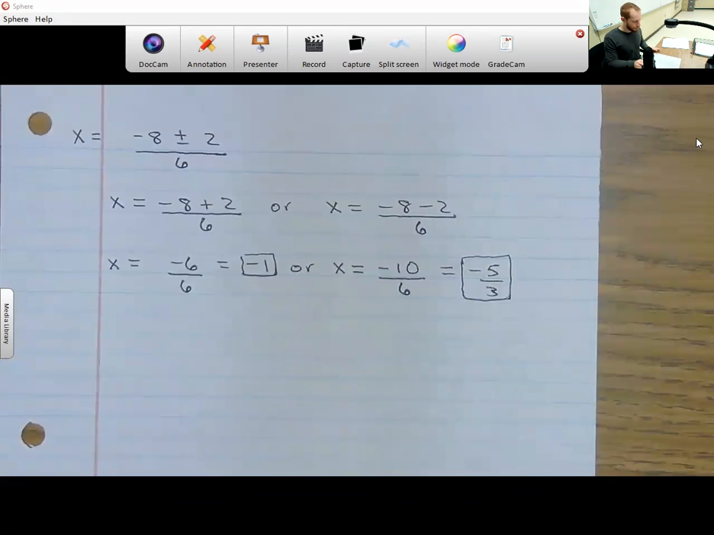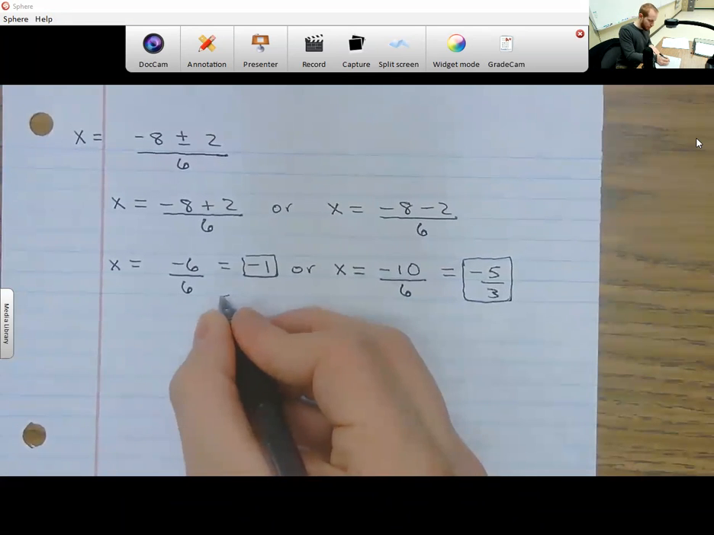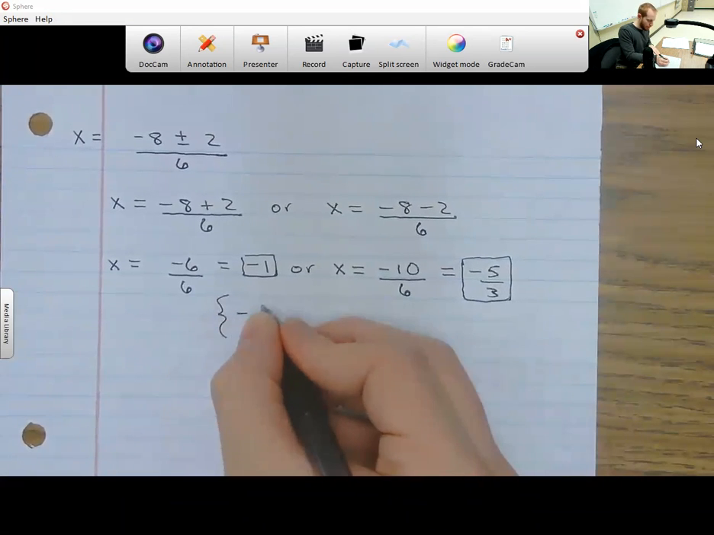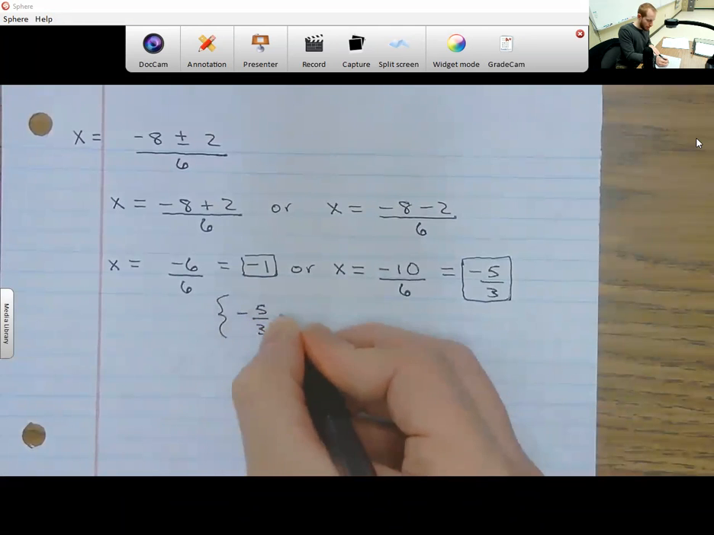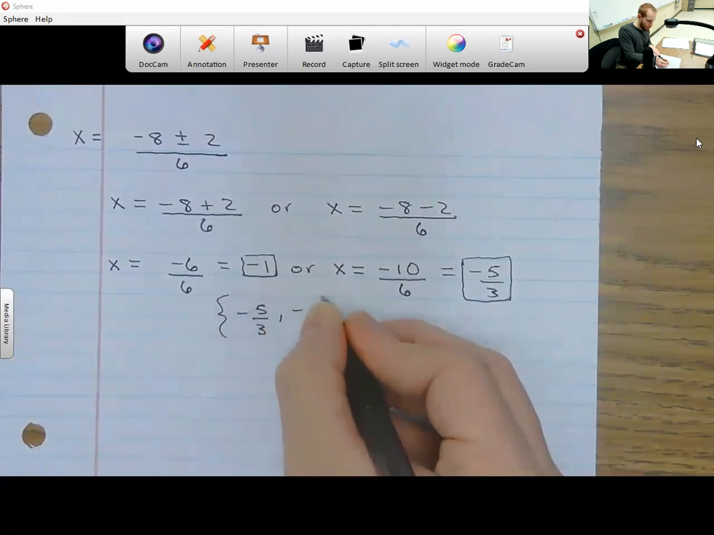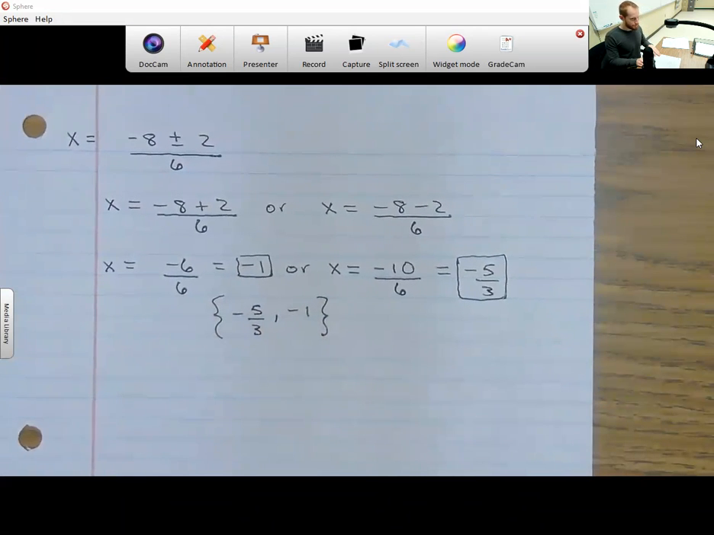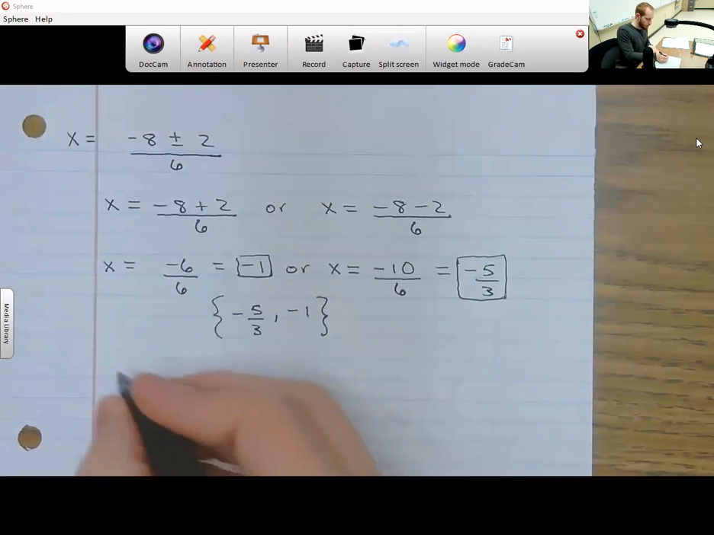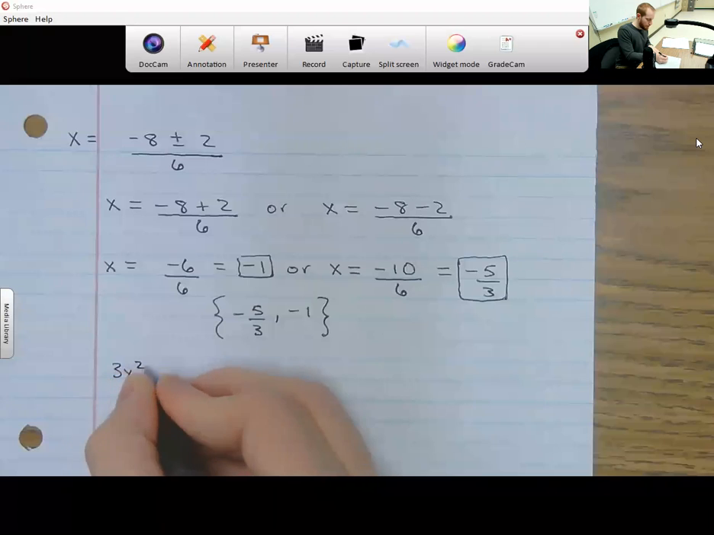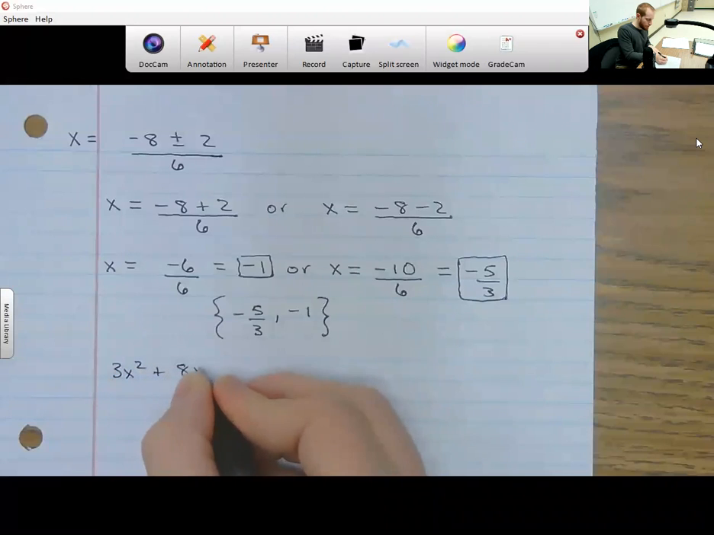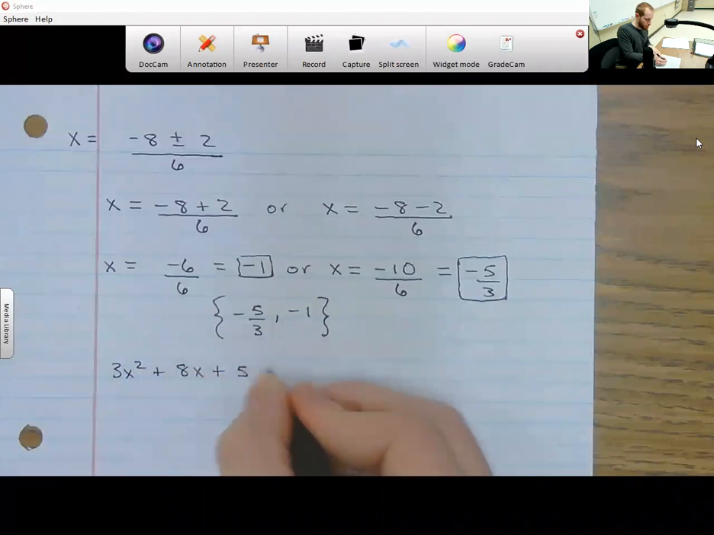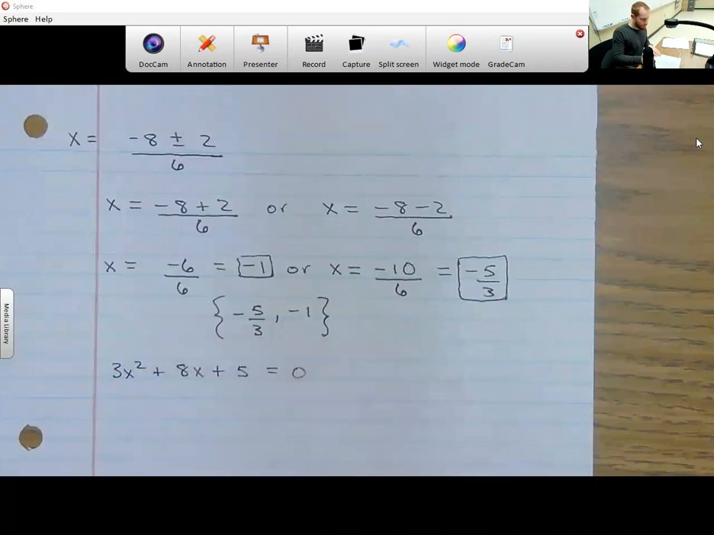So now I've got my two answers. So my solution set is going to be -5/3, comma, -1, and that's it. Those are my two answers. So we started off with 3x squared plus 8x plus 5 equals 0, right? That's what we started off with.